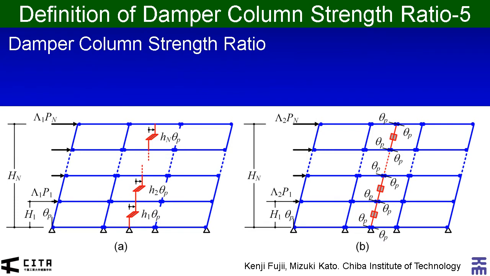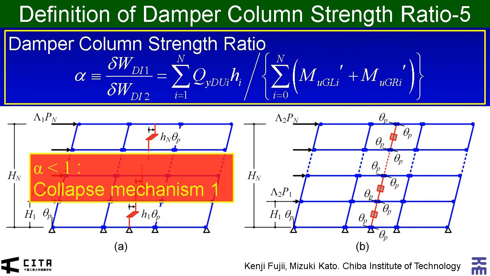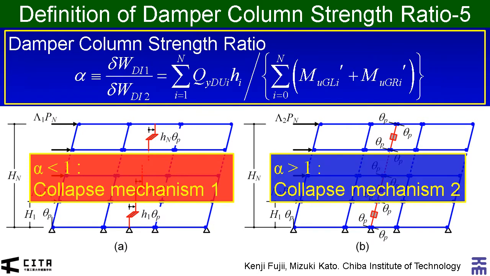Based on the analysis of two collapse mechanisms, we define the damper column strength ratio as this equation. This damper column strength ratio controls the collapse mechanism. If the ratio alpha is smaller than unity, collapse mechanism 1 occurs, while in case that the ratio alpha is larger than unity, collapse mechanism 2 occurs.